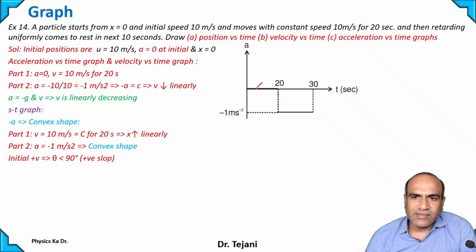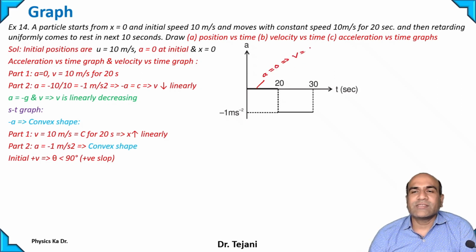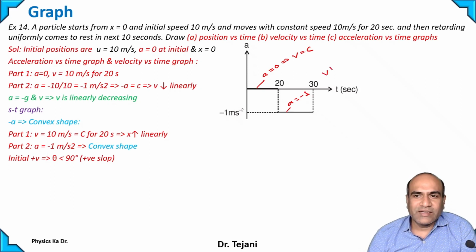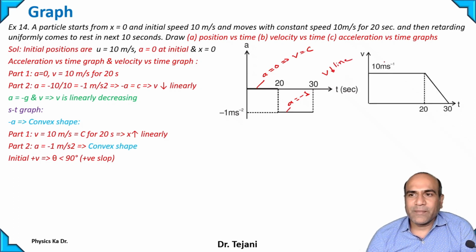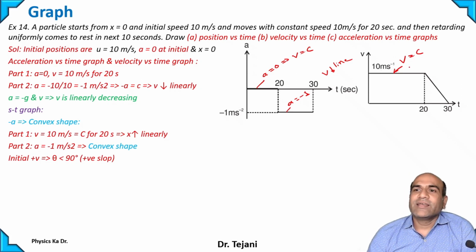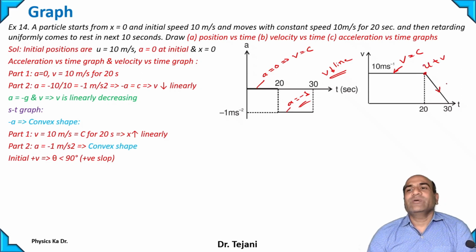Now here acceleration is 0, that means velocity is constant. Here acceleration is equal to minus 1, so velocity decreases linearly. Here acceleration is zero, so velocity is constant. Then here acceleration is negative, so velocity decreases from positive velocity to 0.